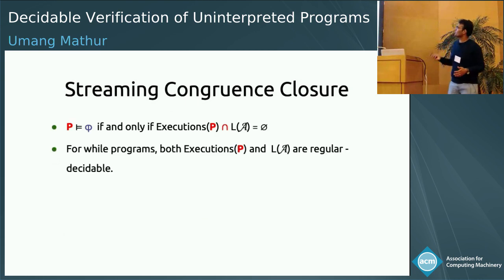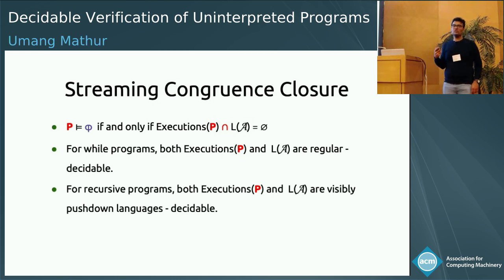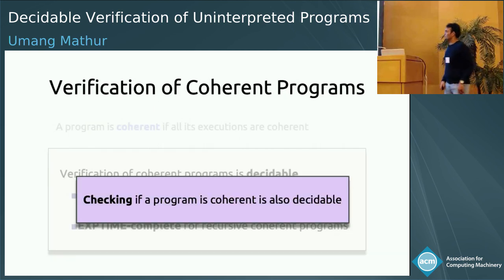The verification question, therefore, boils down to a language theoretical question. The postcondition phi holds in the program P if and only if all the executions of P are disjoint from the language of the automaton. And for programs with while loops, both these sets are regular sets, and therefore this question is decidable. And when you have recursive function calls, both these sets are visibly pushdown languages, and then again decidable. So in our paper, we also show that if you're given an uninterpreted program, you can also check if it is coherent, and this problem is decidable.